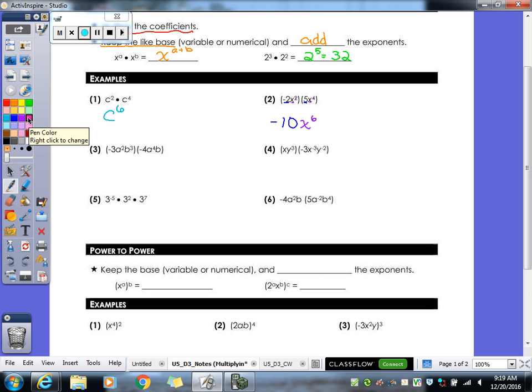So example 3, we have a couple letters here, but you just do each letter on its own. First you multiply your coefficients, negative 3 times negative 4 gives us a 12. Now we're going to deal with the a's. So a squared times a to the 4th, add those exponents, we get a to the 6th. Now we'll deal with the b's. I have b to the 3rd times b to the 1st. So 3 plus 1 gives us b to the 4th. So our final answer is 12, a to the 6th, b to the 4th.